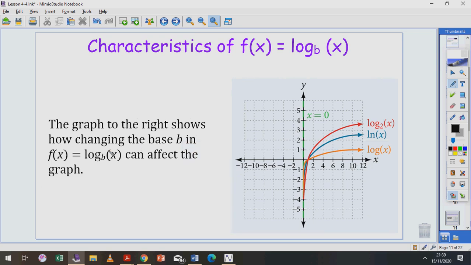So the graph to the right shows how changing the base can affect the graph. As you can see, this is logarithm base 2. This is the natural logarithm, so it's basically the logarithm to the base 2.71 something. And this is the common logarithm, so it has a base of 10, logarithm to the base 10. Hope you can see that as the base of the logarithm goes up, because this is 2, this is 2.7, and this is 10, the curve or the graph is kind of shrinking more and more. It's getting closer and closer to the x-axis. So that's what you can expect when the base of the logarithm is changing.